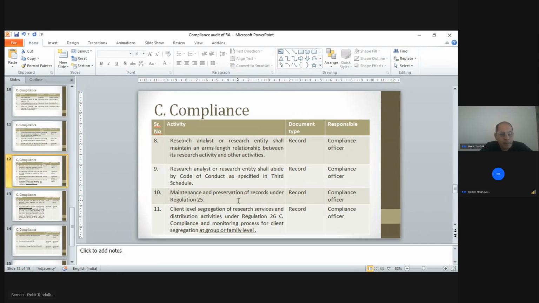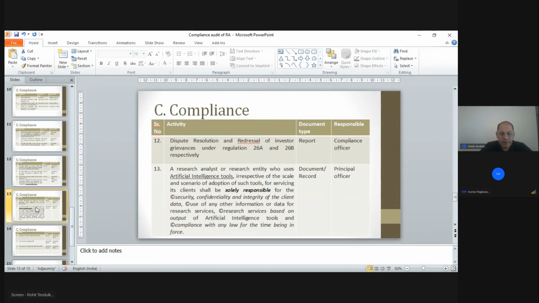Point number 11. Client level segregation of research analyst and distribution services under Regulation 26C. Next is on compliance and monitoring process for client segregation at group level or family level. If it is a corporate or non-individual, it must be at group level, and if it is an individual, it must be at family level. So the maintenance of record with respect to the same is cast on the compliance officer.